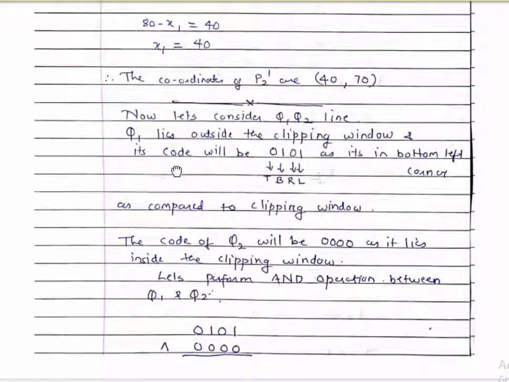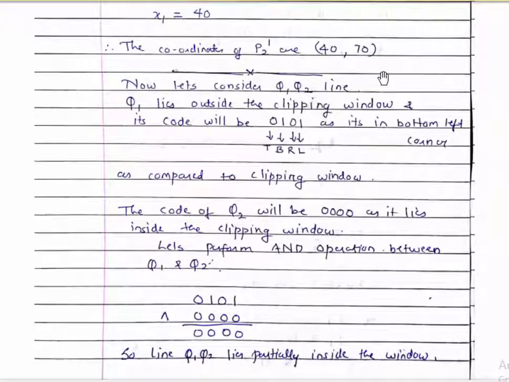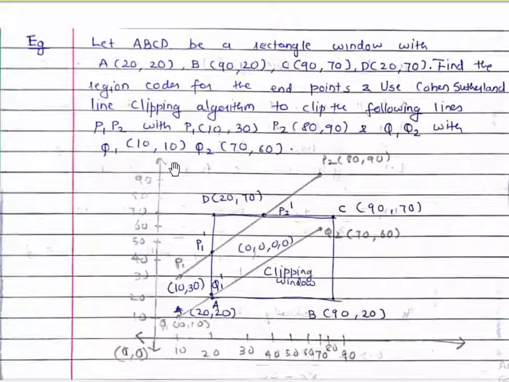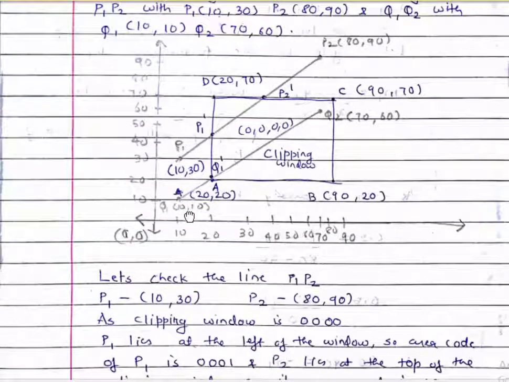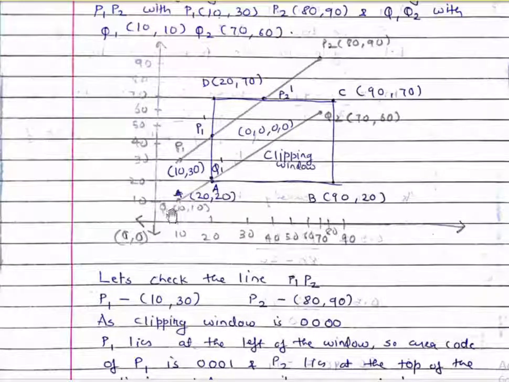Okay, now we have to consider the line Q1, Q2. Now Q1 lies outside the clipping window and its code will be 0101 as it's in the bottom left corner. Let's take a look. Now this is Q1. As we can see, it's below the window and it's on the left side of the window. So obviously the code will be 0101. Top, bottom, right, left. Remember the formula. So that is for Q1.